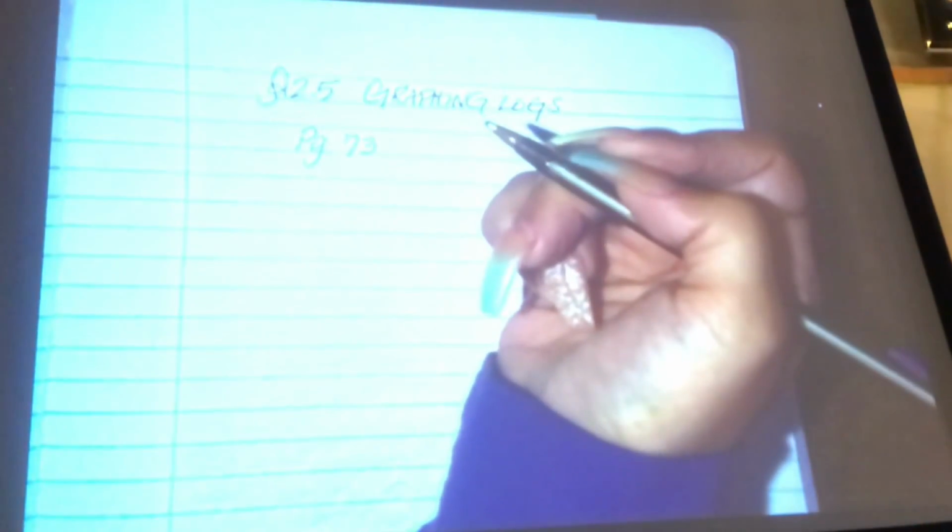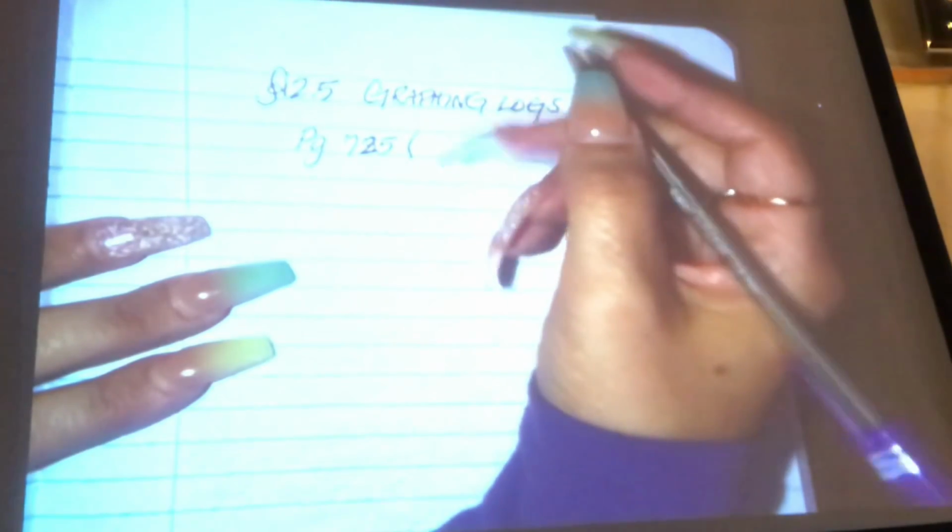Tonight's homework is page 730. No, isn't it 725? Yeah, 725. Michaela, change that for me, please. 725, 1 through 12. Not 730.